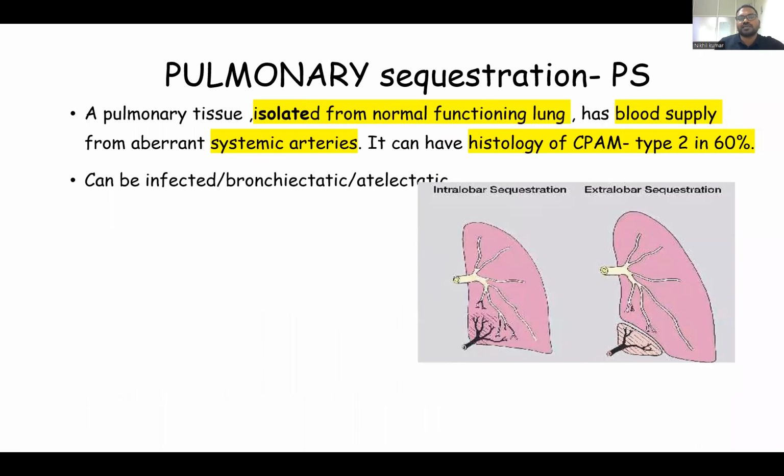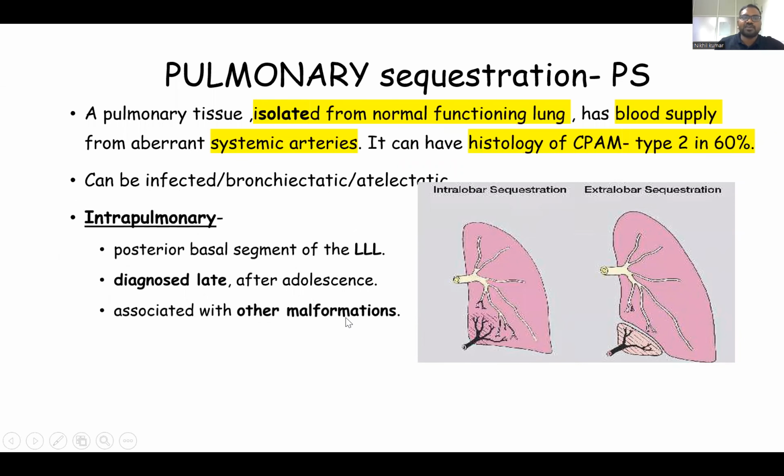Now coming to another topic, that is the pulmonary sequestration. A pulmonary tissue isolated from the normal functioning lung has blood supply from the aberrant systemic artery. It can have a histology of CPAM type 2 in 60% cases. This pulmonary sequestration can be of two types. One is the intralobar and one is the extralobar. Here is the intralobar and here is the extralobar.